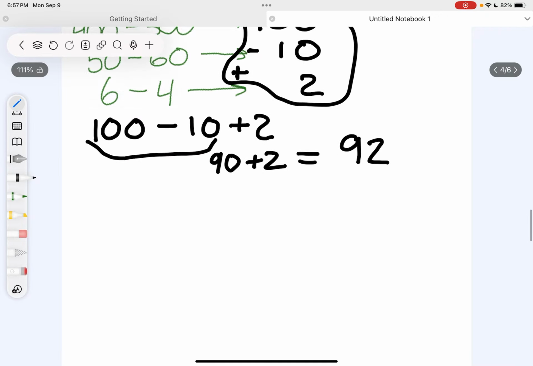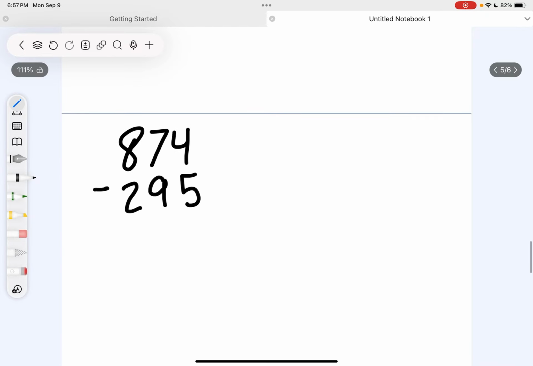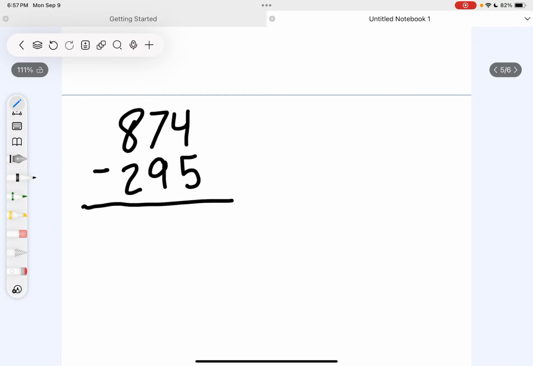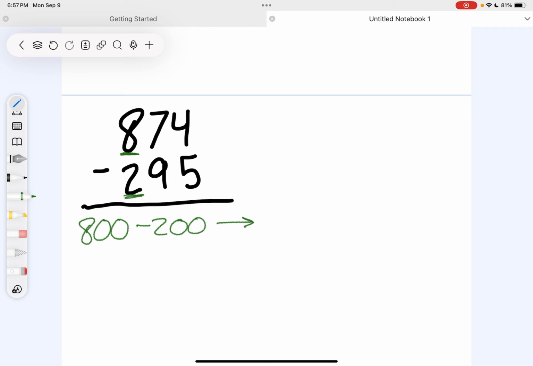Okay, we have another example. So this is 874 minus 295, and we're going to do the same thing of using partial differences. Now again, we start with our hundreds place. That is our 800 minus 200, which gets you to 600.